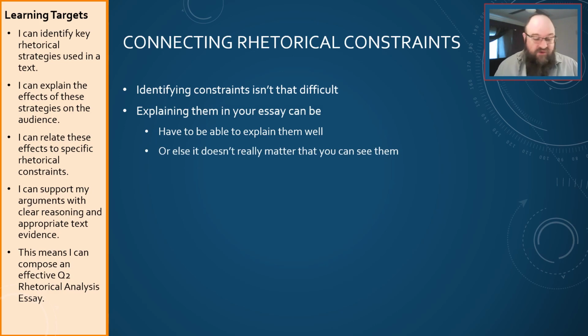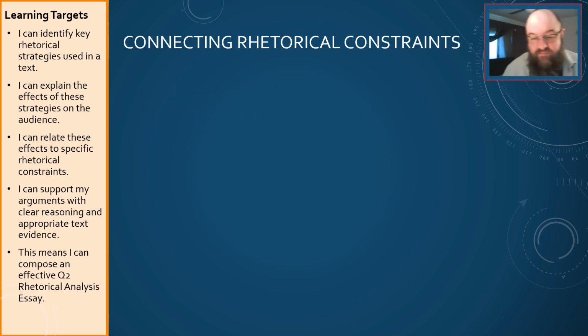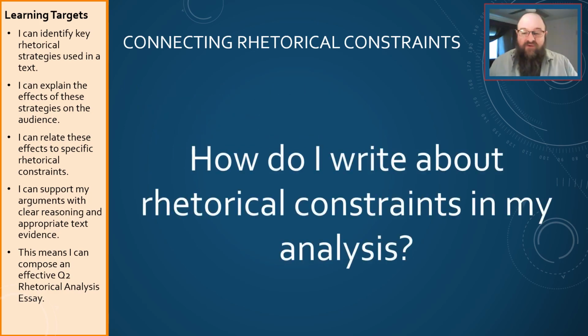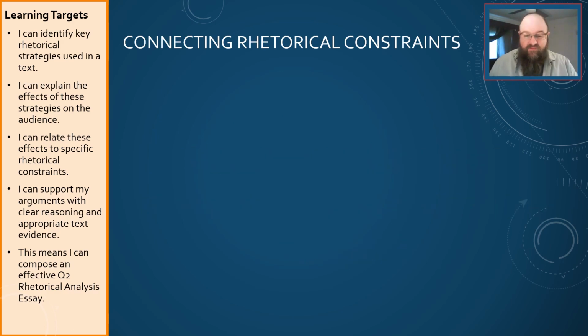I know a lot of you are struggling to get that sophistication point on the Q2 essay, and you're successfully identifying constraints, but you're not explaining them well. And so that's not going to get you that sophistication point. So how do I write about rhetorical constraints in my analysis?